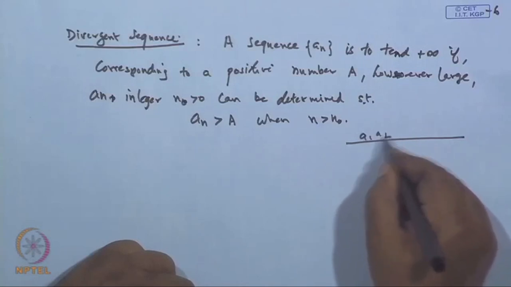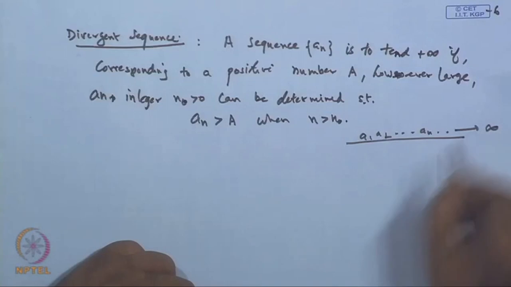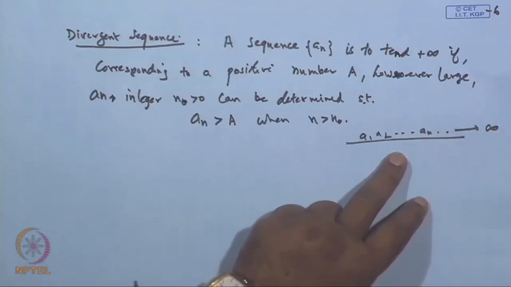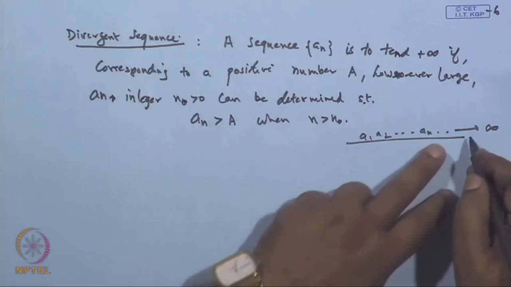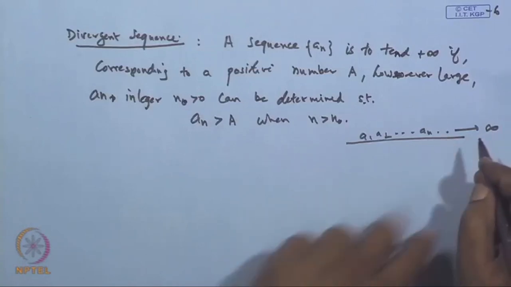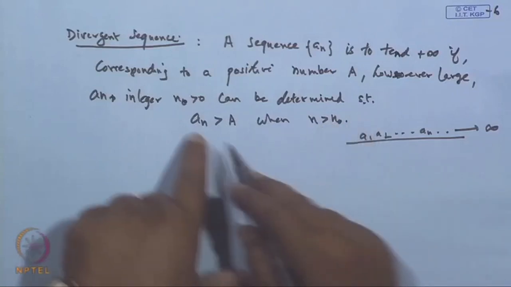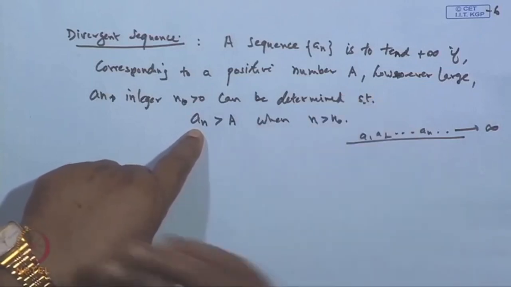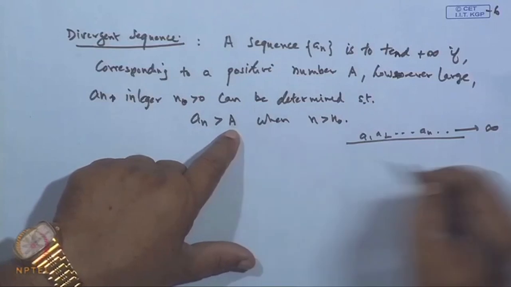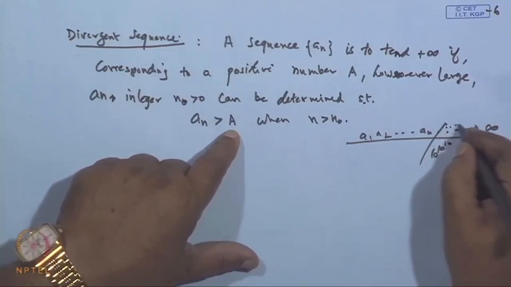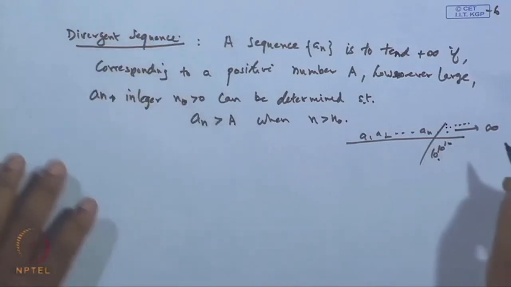So, these are the sequence a 1, a 2, a n and so on, and this tends to plus infinity. It means the limit of this sequence a n is not finite, it is infinite. So, it is a diverging sequence. A sequence is said to be diverging when the limit of the sequence does not exist, either it will be plus infinity or minus infinity, then it is said to be a diverging sequence. So, when you say the sequence a n goes to plus infinity, it means that whatever number you choose, you can always find an integer n naught such that the terms of the sequence will exceed that number. Suppose I say A is equal to 10 to the power 10. Then one can identify a number n naught such that all the terms of the sequence after this will be greater than this number. So, we say it is tending to plus infinity.